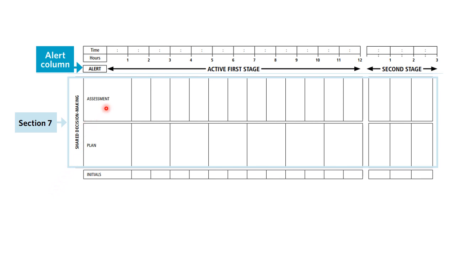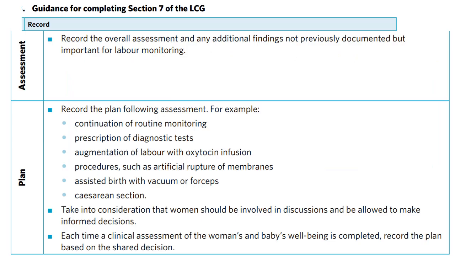We next move to the section on assessment and plan for decision making. The overall assessment for a column is written down and in the plan we record the details of the plan. This may include continuous monitoring, prescription for diagnostic tests, augmentation of labor with oxytocin, rupture of membranes, using forceps for delivery of the baby. Any decision which is taken after recording an alert should be in consultation with the senior provider. In addition, before implementing the plan, we have to counsel the patient and always obtain consent from the patient.